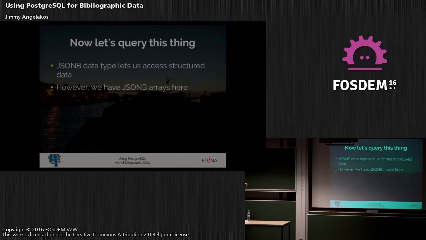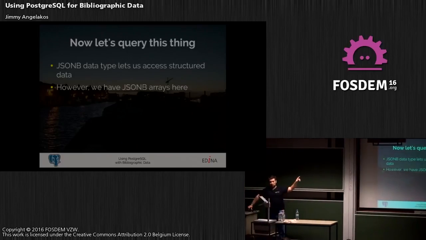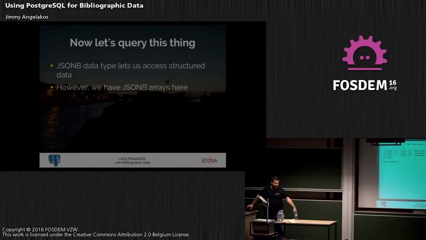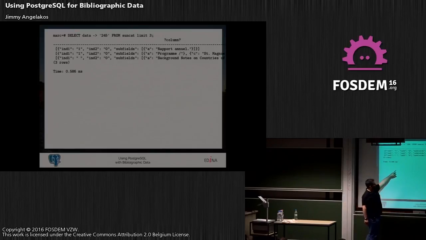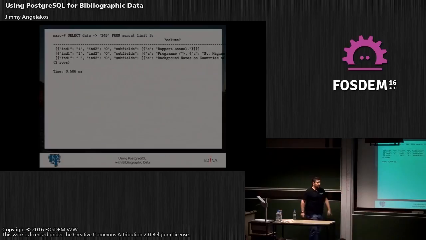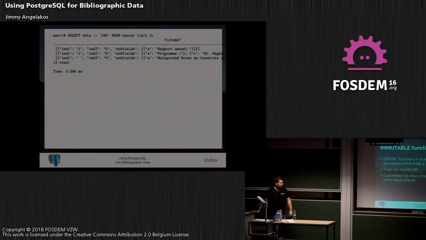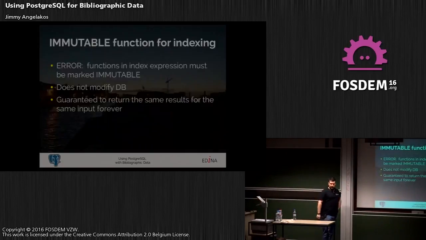So we can access the fields and the subfields, but we must remember that we have JSON-B arrays here. So we will not get the results we expect if we query with the arrow operator. So I do select data arrow 245 from sumcat, and I just need 3 rows. I don't want this to run forever. So I get our indicators for each tag, which is called 245, and I can see that I have a tag called subfields, which contains an array, which means that I can't access it directly, which means that I cannot index it, which is our basic goal here.